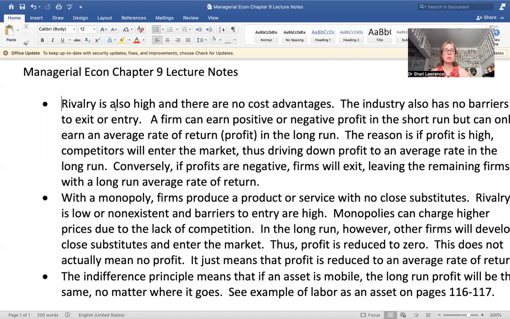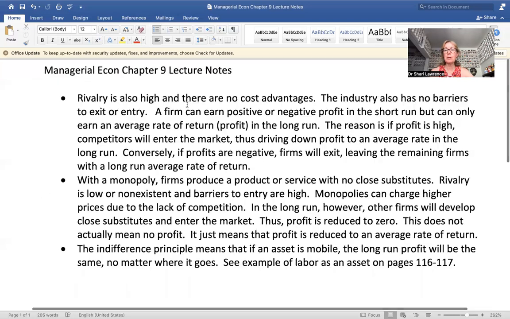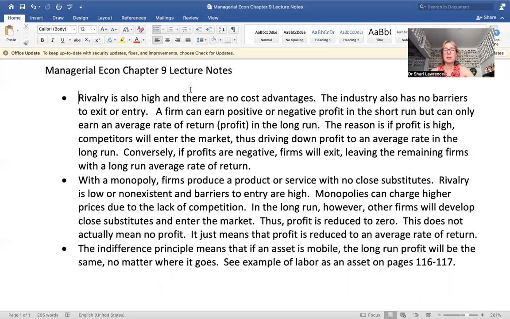So with perfect competition, rivalry is really high, so there really are no cost advantages. Remember, I said that companies are price takers, not price makers. Also, the industry has no barriers to entry or exit. There's easy entry, easy exit into the industry. So a firm can earn positive or negative profit in the short run, but they can only earn an average rate of return in the long run.